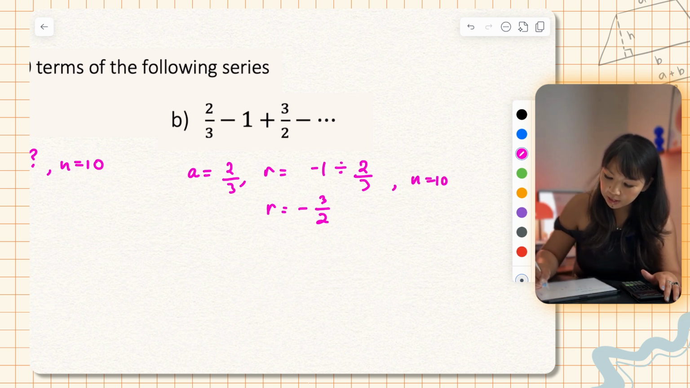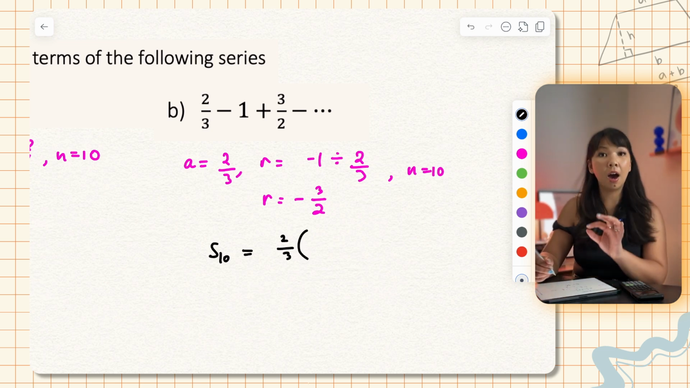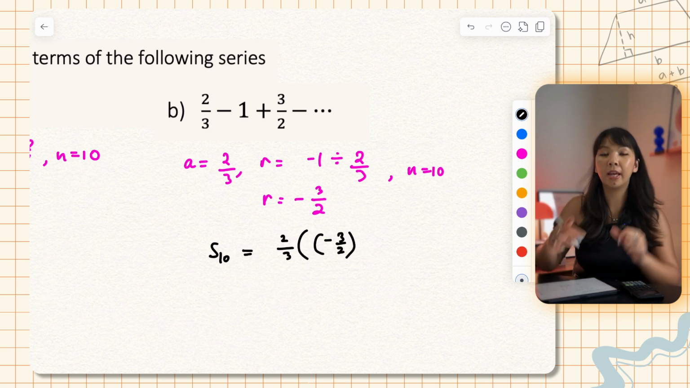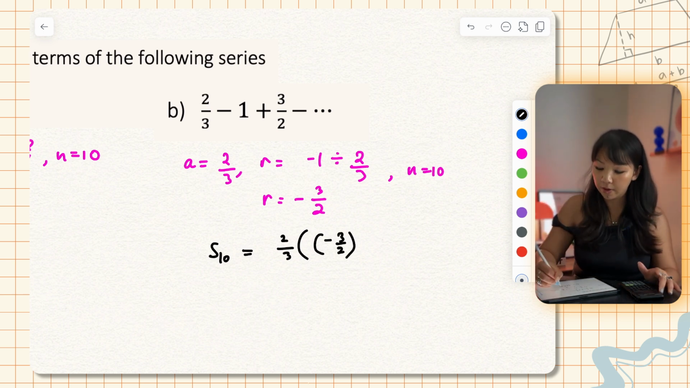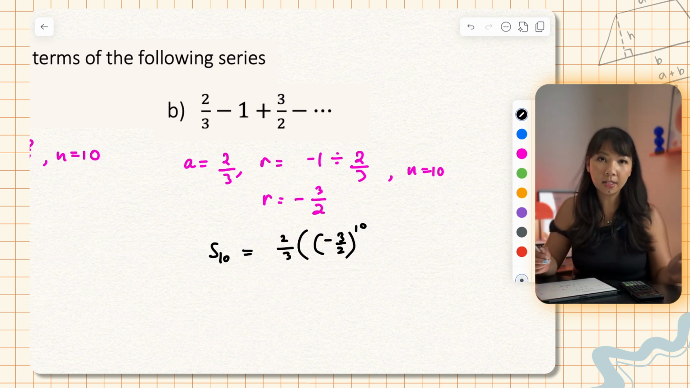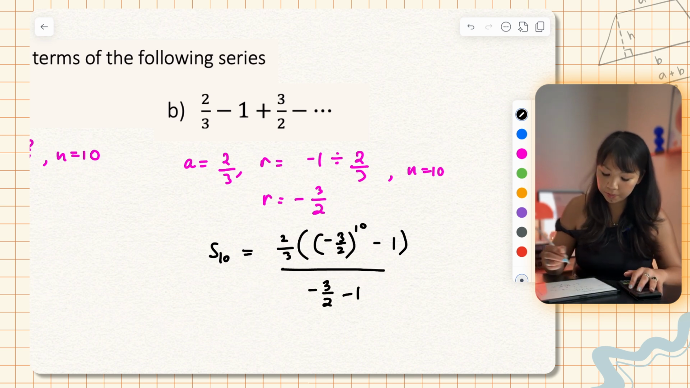And the number of terms is 10. So S10 is going to be equal to a bracket r. Now r is negative, so make sure you chuck that in brackets because the power is going to affect whether it becomes positive or negative. So in this case, since n is equal to 10, it's going to keep it positive. So we can go r to the n minus 1 over r minus 1.